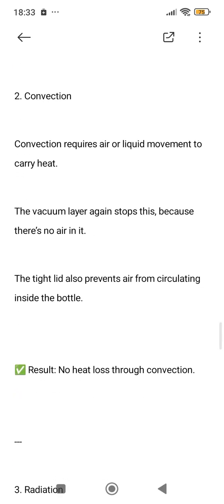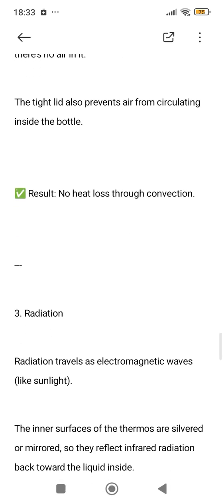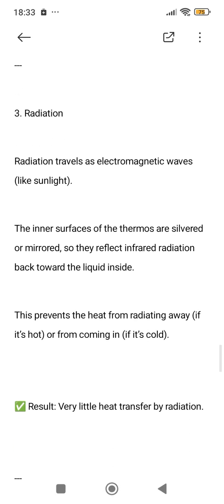Number 2. Convection. Convection requires air or liquid movement to carry heat. The vacuum layer again stops this because there is no air in it. The tight lid also prevents air from circulating inside the bottle. Result? No heat loss through convection.